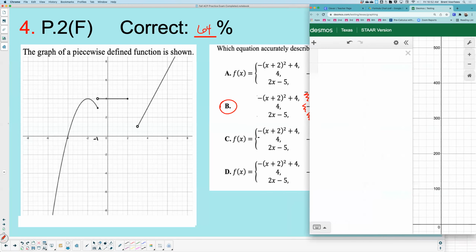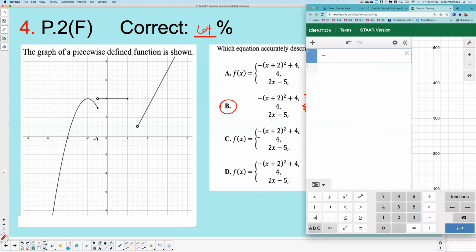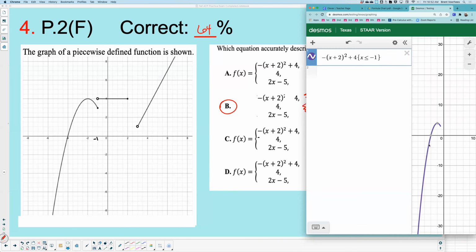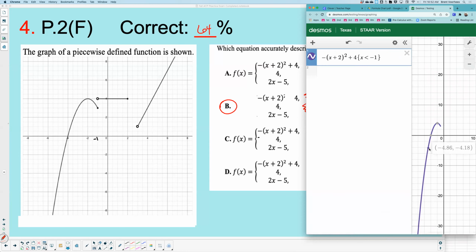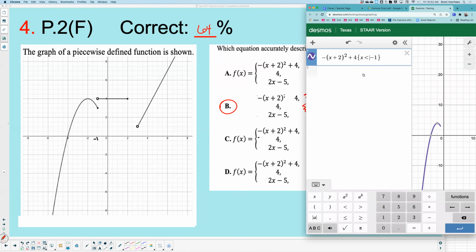When you come over here, you would type each one of these in as its own individual equation. So negative x plus 2 quantity squared plus 4. And to get that restriction, you do a squiggly, and it's x is less than or equal to -1. And so what that will do when I look at my graph is make it a closed dot right there. If I had done a less than, it would have been an open circle, but it's supposed to be closed. So that's why it's an equal to line there.